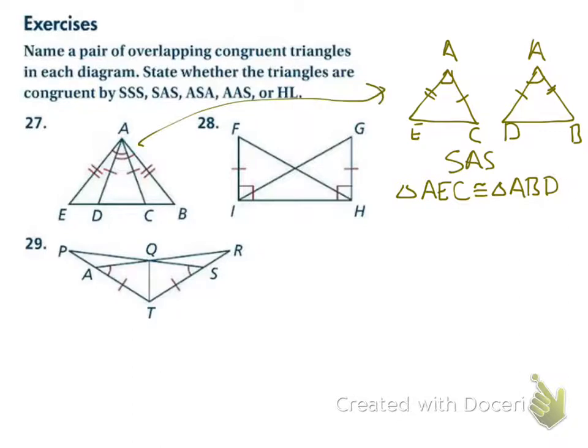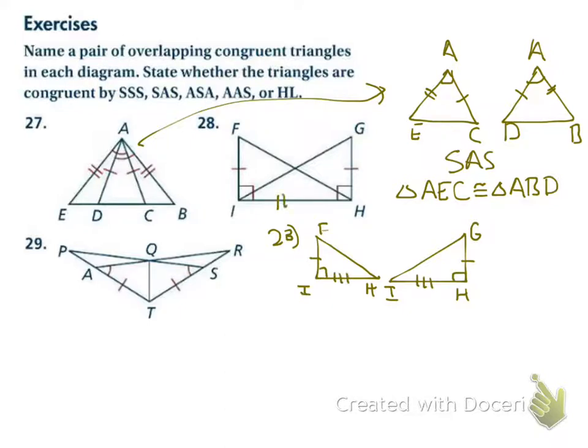Now for 28, we're going to separate them. And I have F, I, H, I, H, G. I have congruent sides here, right angles, and then the reflexive side is IH, which is right there. So now looking at this, I do have right angles. That does not mean, though, necessarily it's hypotenuse leg, because in this case it's both of the legs. So it's not leg theorem. It's going to be side, angle, side.